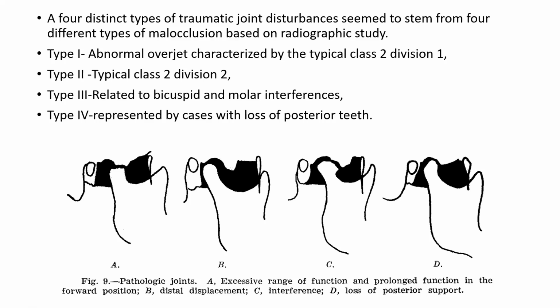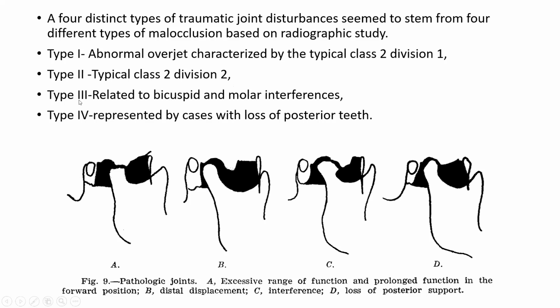So based on this ideal position, he classified the joint disturbances into 4 types. Type 1 includes the abnormal opposite, which is characterized by the class 2 malocclusion with division 1 malocclusion, where there is excessive movement of the joint. And in type 2, there is typical class 2 division 2 malocclusion, where there is reduced movement of the joint.